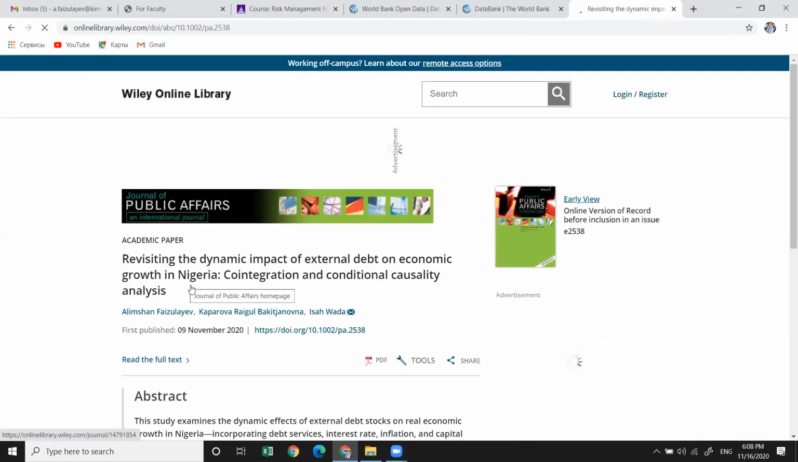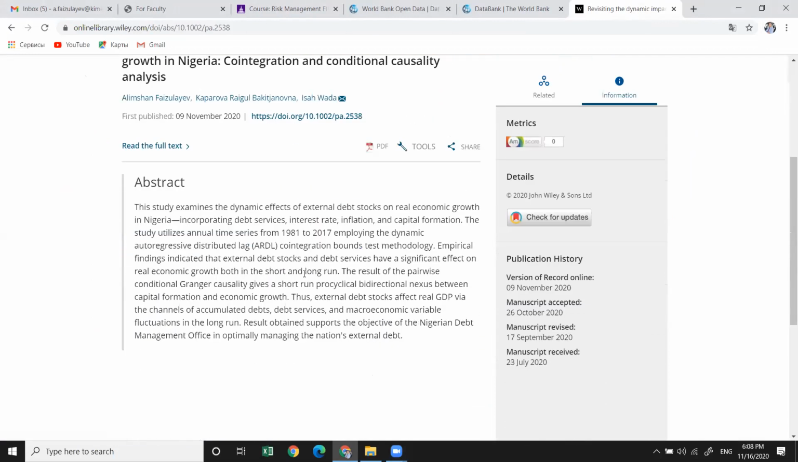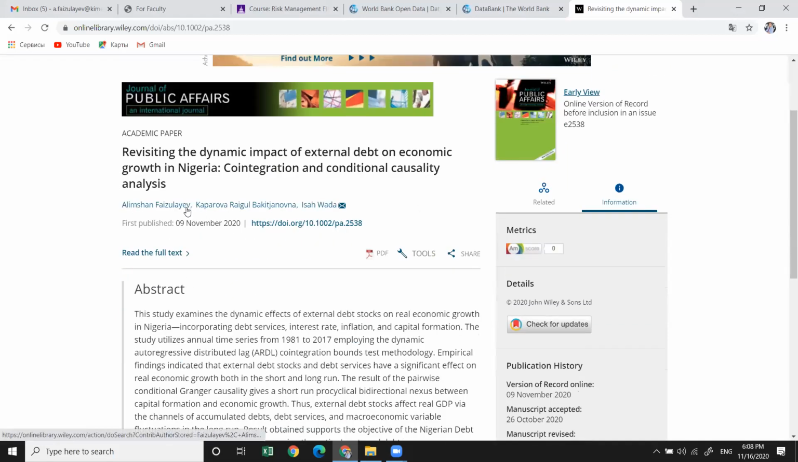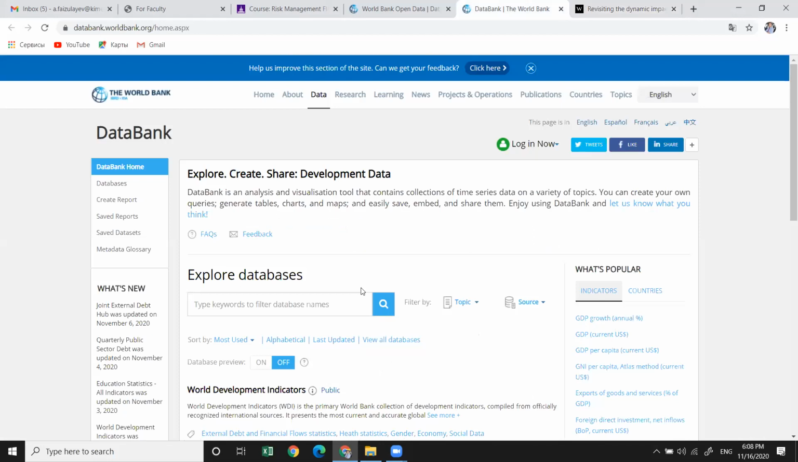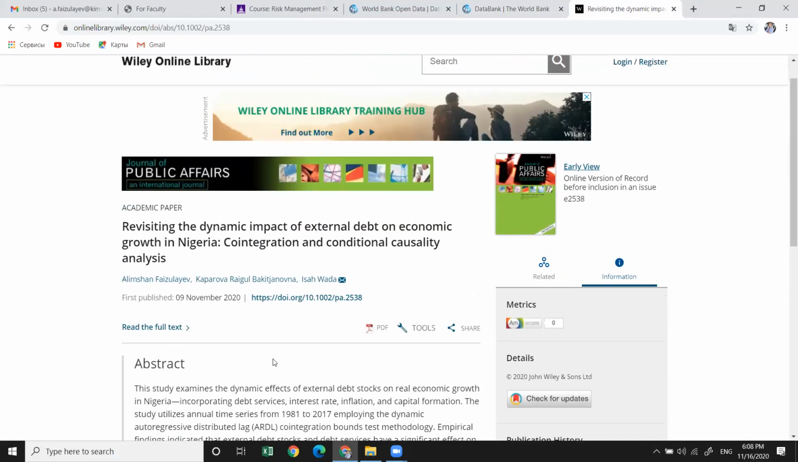So this is the article that we did: Revisiting Dynamic Impact of External Debt on Economic Growth in Nigeria. This is one of the good, outstanding journals. The three of us did research, and we used the World Bank database to do this research, okay? And it was recently published this month, actually.